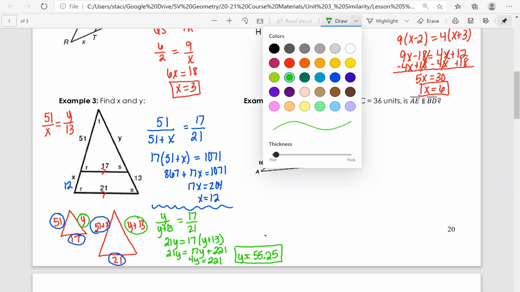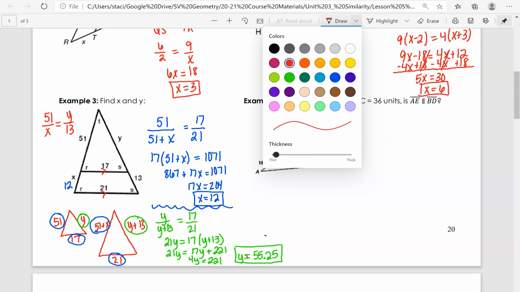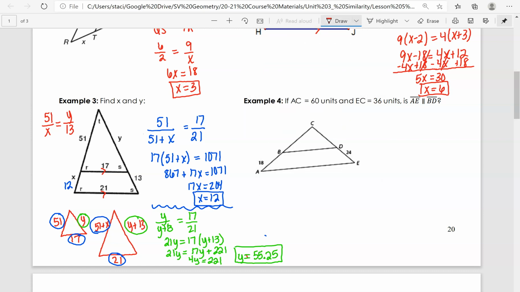And so I showed you this way where I didn't actually apply the side splitter theorem because sometimes, even though it probably may look like I could use side splitter, I may not need to. I can still use what I learned from lesson 4 instead. Now, if I wanted to, I'm going to go back and show you in red. Since I had solved for x and I found that x was 12, I'm going to show it over here. I could apply the side splitter theorem and I'm still going to get 55.25.